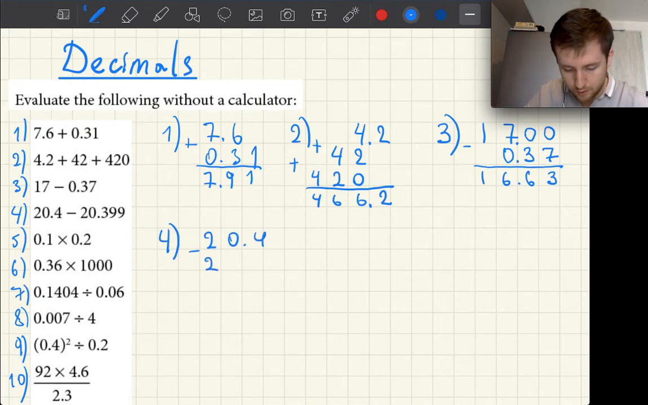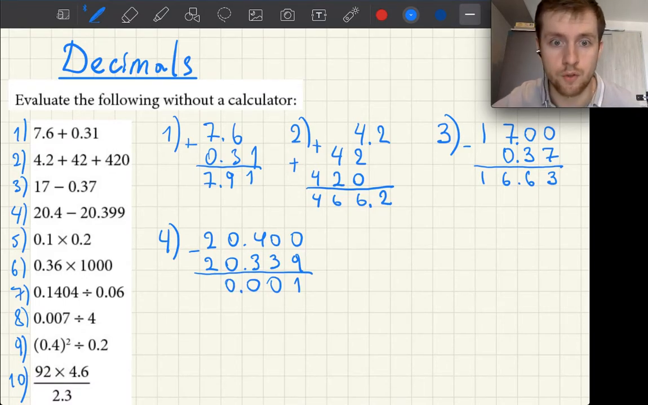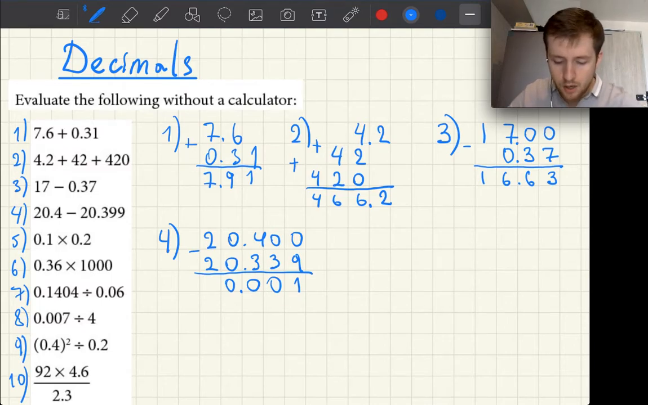Okay, let's keep going. Number 4, we have 20.4 minus 20.339. Again, there are some things missing. In the top number, the zeros are missing here, so we can just write some zeros on top, and we're gonna get this as an answer, 0.001. Okay, that's it for addition and subtraction.